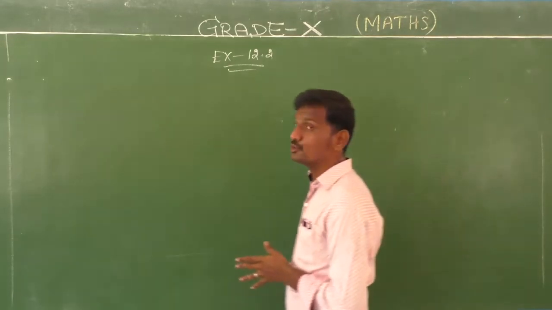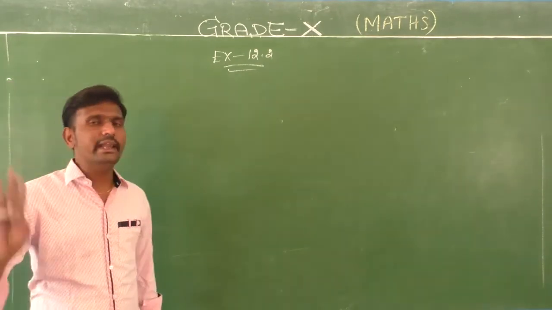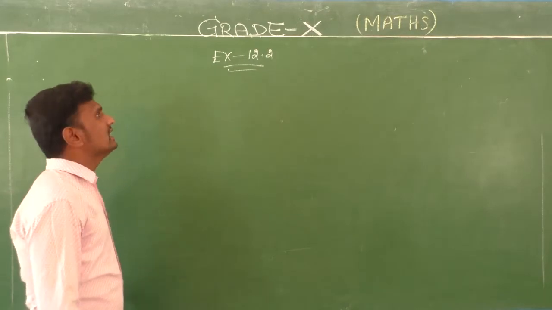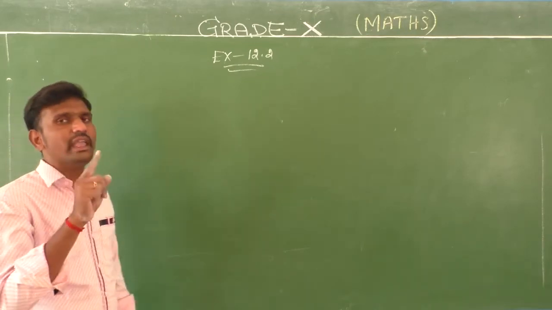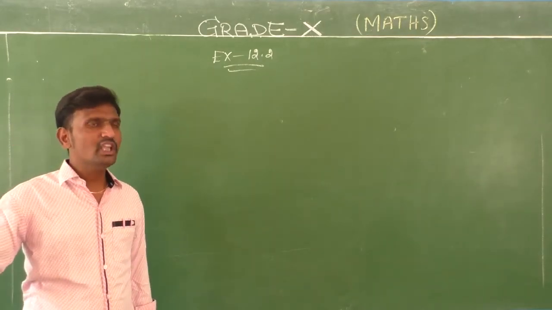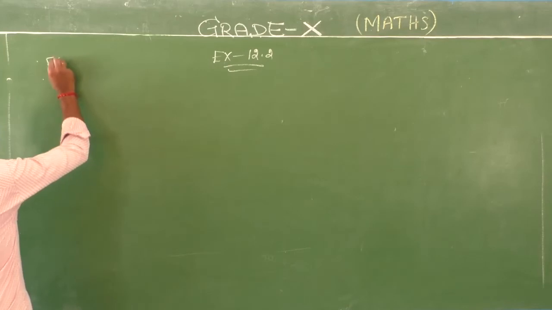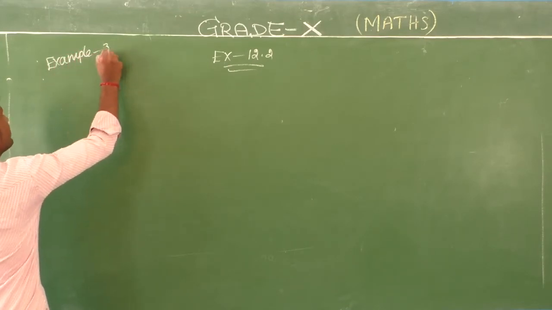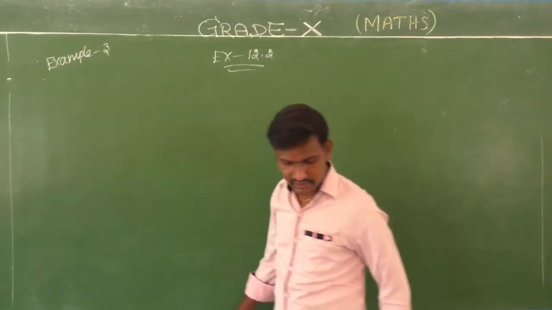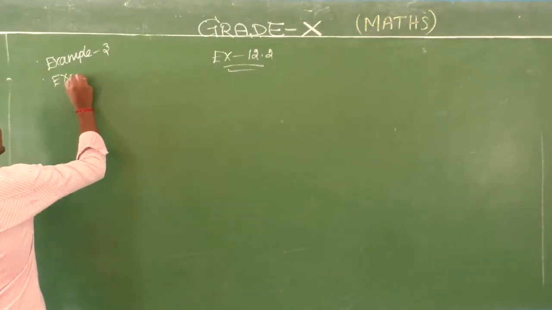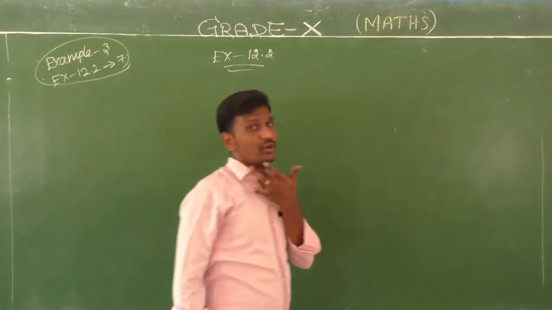And one more thing, what is the deleted portion for unit number 12? This is a doubt from the students. In unit 10 circles, you don't have any deleted portion. In unit number 12, you have a deleted portion. You don't have a deleted portion in exercise 12.1 and 12.3. You have a deleted portion only for exercise 12.2. In exercise 12.2, example number 3 is deleted, and in exercise 12.2, question number 7 is deleted. So these two are the only ones deleted for you.